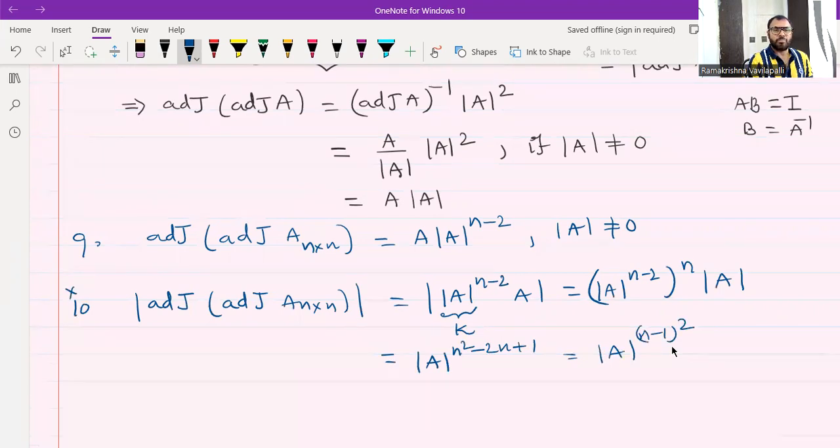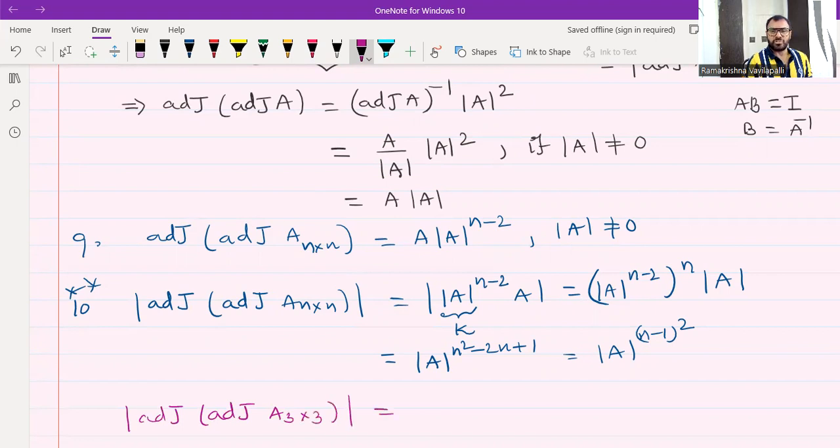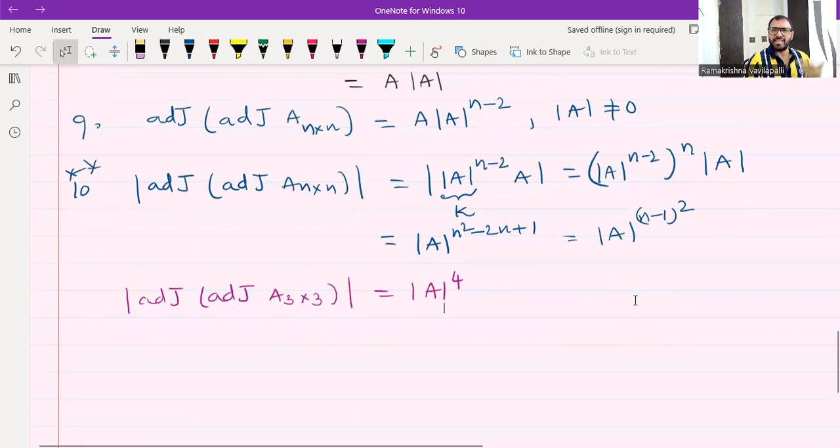It is very, very important. This particular concept is very, very important. So if you take a 3 by 3 matrix, determinant of adjoint of A, then n value is 3, so you will get det A power 4. In this way, you can increase the number of adjoints.